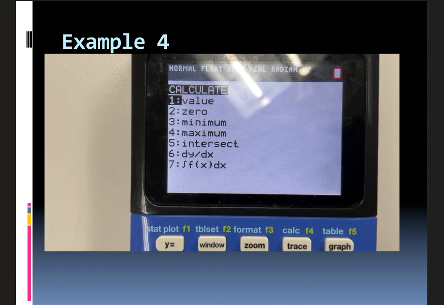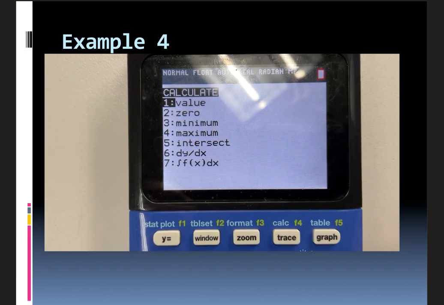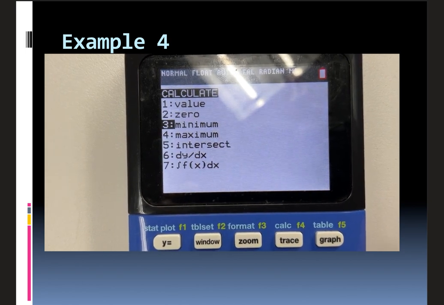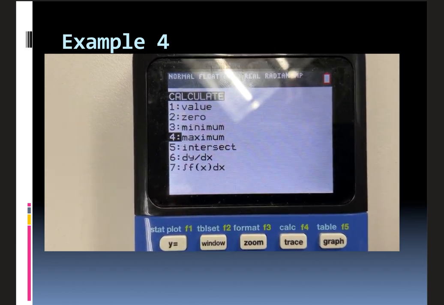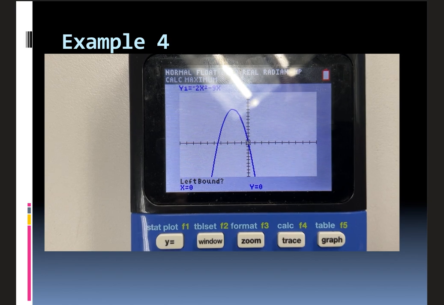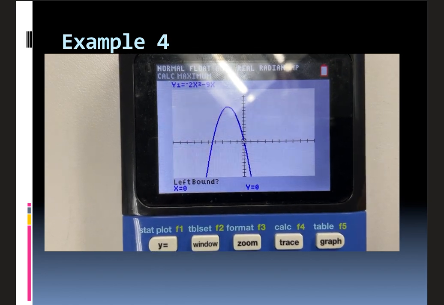We used zero and value last week. Now we're using max and min. If it goes down and comes back up again, I would hit min, but it didn't. It's going up and coming back down again, so I'm going to do maximum. Remember how it said the zeros?